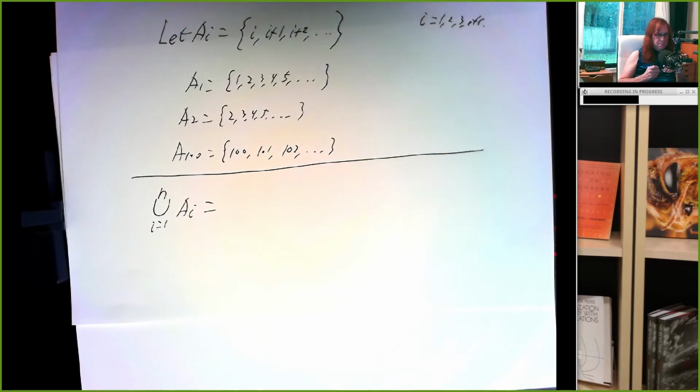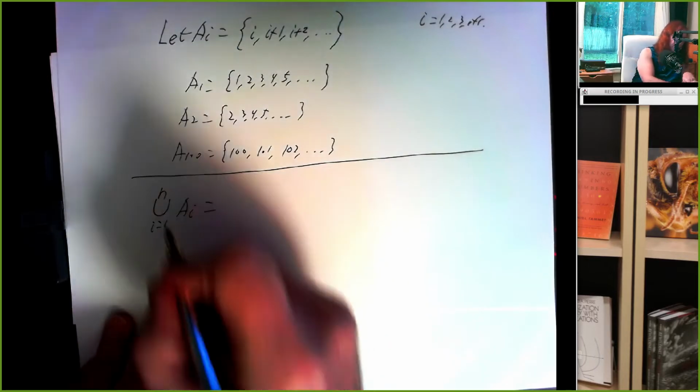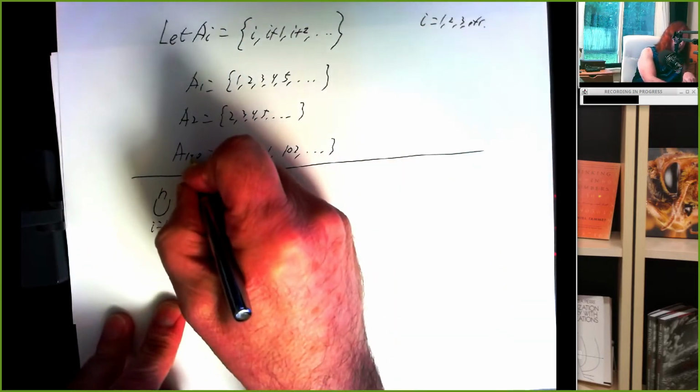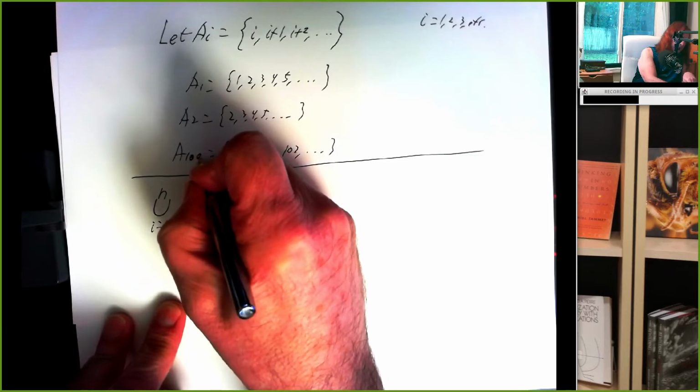Is that A1 times 2 up the bottom in there? This one, yeah, that's A100. Oh, okay.